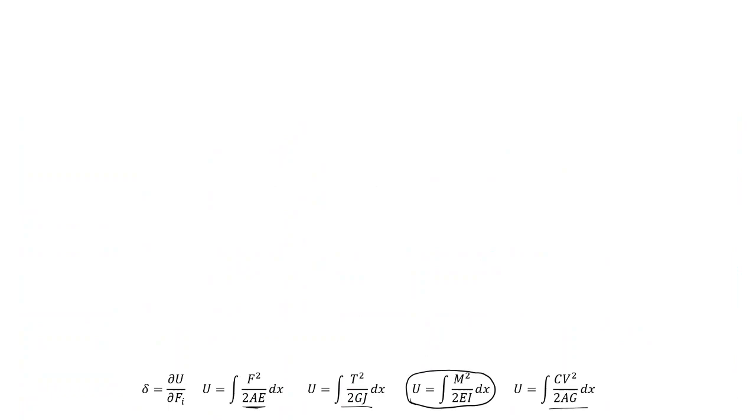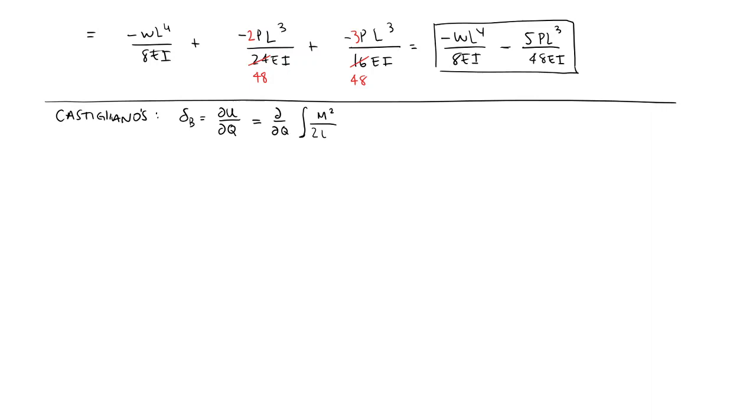So that's going to be M squared over 2EI dx, and I can put the derivative inside the integral. So it would be the integral of the derivative of M squared, which is 2M, times the partial of M with respect to Q, the chain rule, and then over 2EI, which is just M over EI times the partial of M with respect to Q dx, right? Now, I'm just going to erase here so that I have enough space. The 2 and the 2 go away, that's all I did in this step.